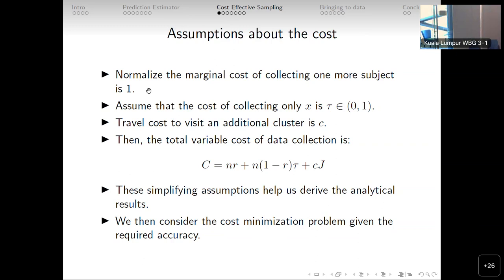C is the cost of adding a cluster, right? So this involves making a journey. You have to travel with the whole team to another village to collect data. So all the travel and logistical costs that come with adding a cluster to the survey are measured by the parameter C.